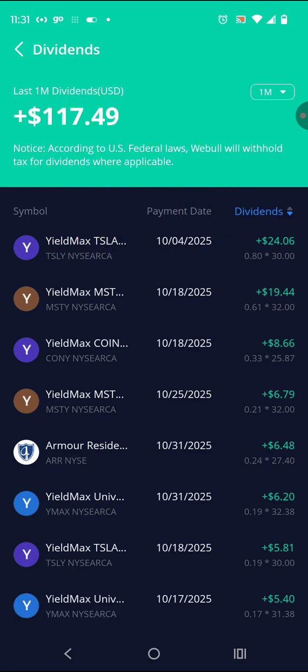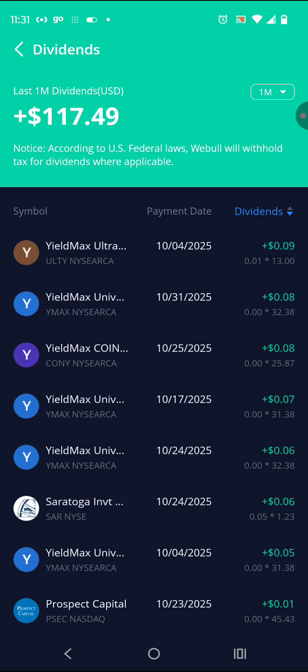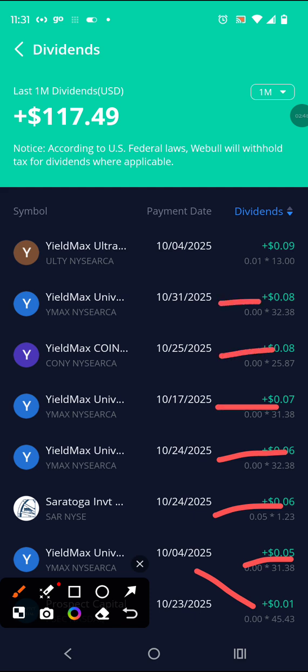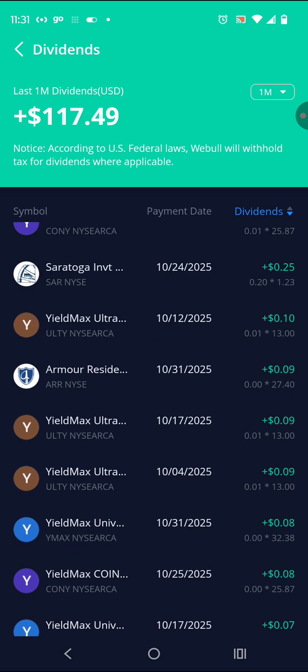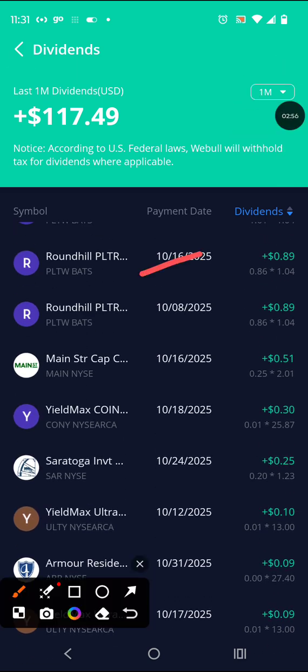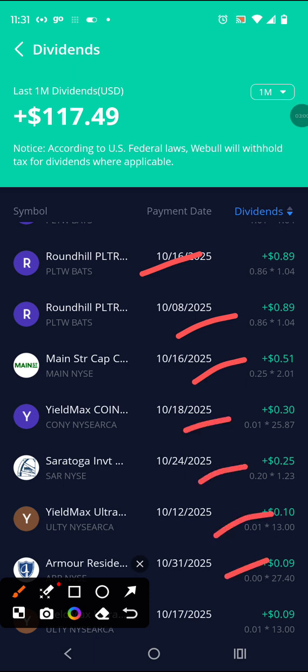As you can see, I'm going to go to the bottom here. I have some payments that are very small. 1 cent, 5 cents, 6. Look at that. When I first started getting involved in the dividends, these are what my payments looked like. These are positions I just picked up. When I first started, this is what they look like.